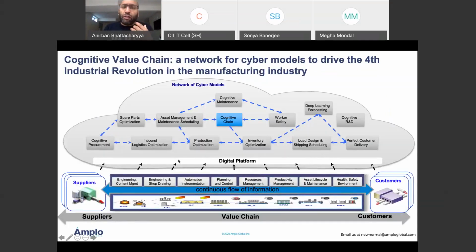And if you look at the overall cognitive change, the cyber models in the manufacturing industry, just to level set how we are seeing this as a continuous flow of operation, each of these boxes under the whole digital platform or manufacturing platform can be self-driven. They can be a microservice technologically to run its own journey. For example, worker safety, deep learning forecasting, logistics optimization, SKU optimization, spare parts optimization, any of these fundamentals can itself be a microservice. So I'm sharing a few technological concepts along with business concepts.